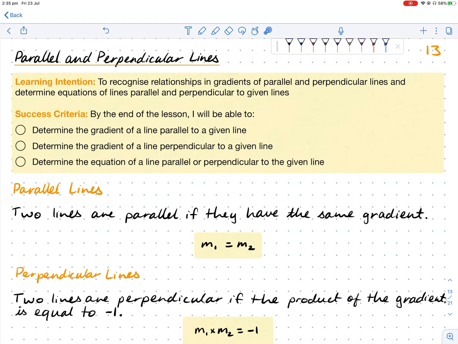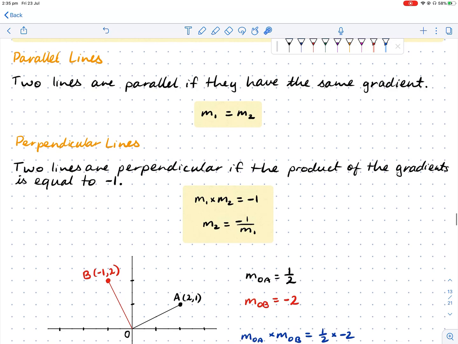By the end of the lesson, you should be able to work out the gradient of a line that's parallel or perpendicular to one that's already given to you, and also to work out the equation of a line if we know a point that it's passing through. So to start off, we're looking at parallel lines.